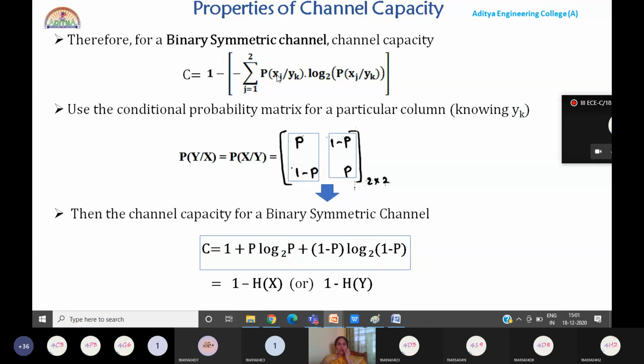Here, P(xj/yk) represents the element for a fixed or known value of yk. So take any one of the columns. That can be column 1, the first column, or the second column. Take any one of the columns. You can take either the first column or the second column, that's your wish.